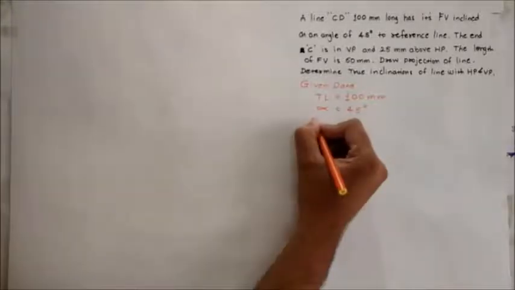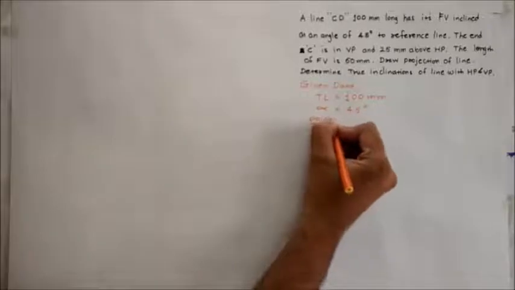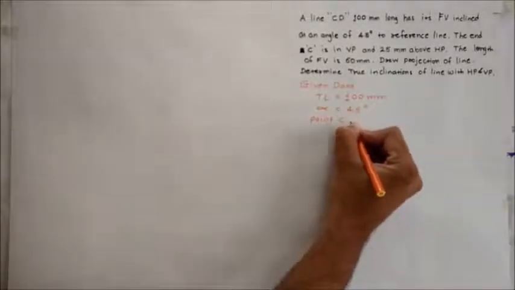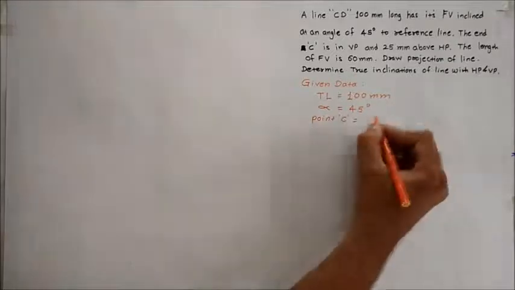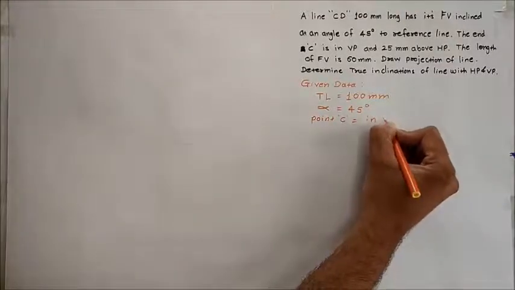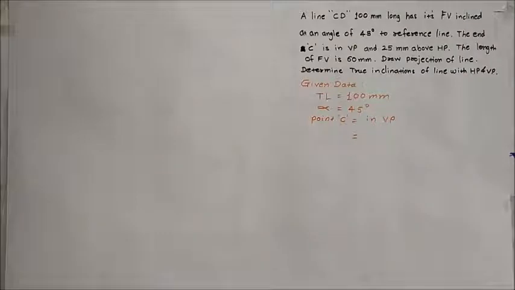The end C is in VP and 25 mm above HP. So here point C is in vertical plane. So in VP and 25 mm above HP. So C point is located in VP and 25 mm above HP. In VP means there is no any distance from vertical plane to the point C. So 0 mm distance from vertical plane to point C.